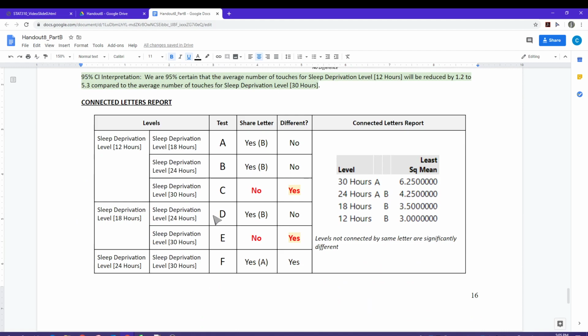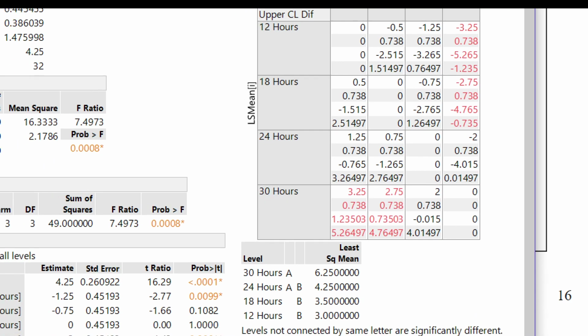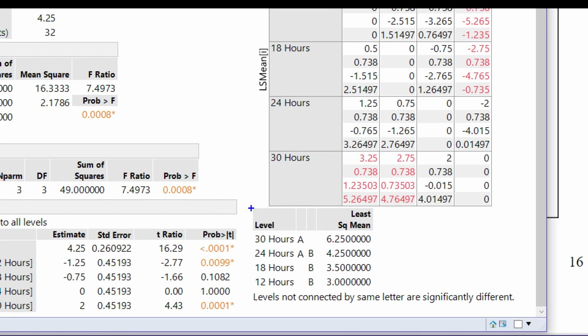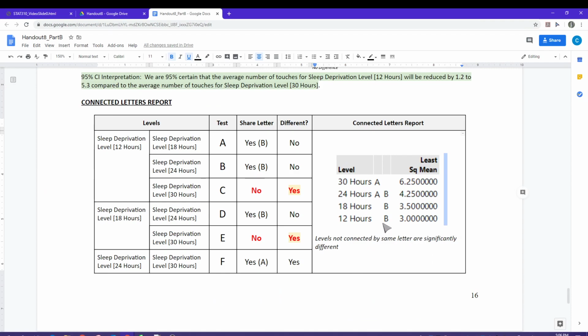How about the connected letters report? The connected letters report is also provided in JMP. It's way down here on the bottom. It's giving me a little note that says levels not connected by the same letter are significantly different. So all I need to do here is just look to identify if they share a letter or not.